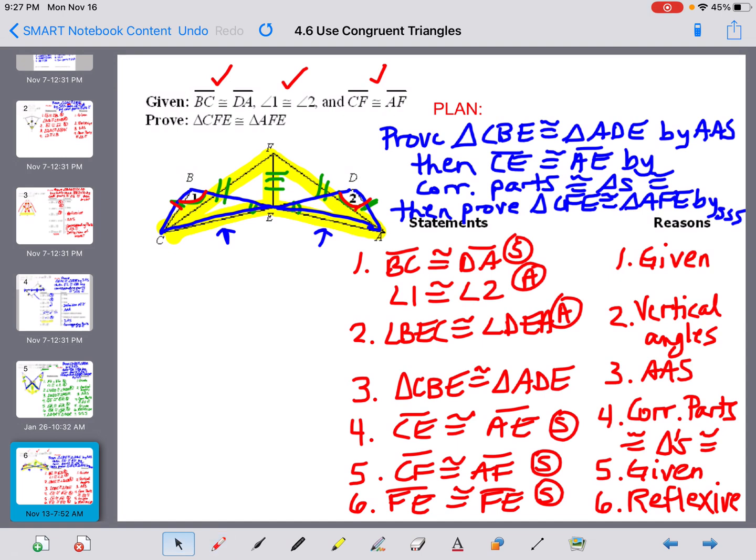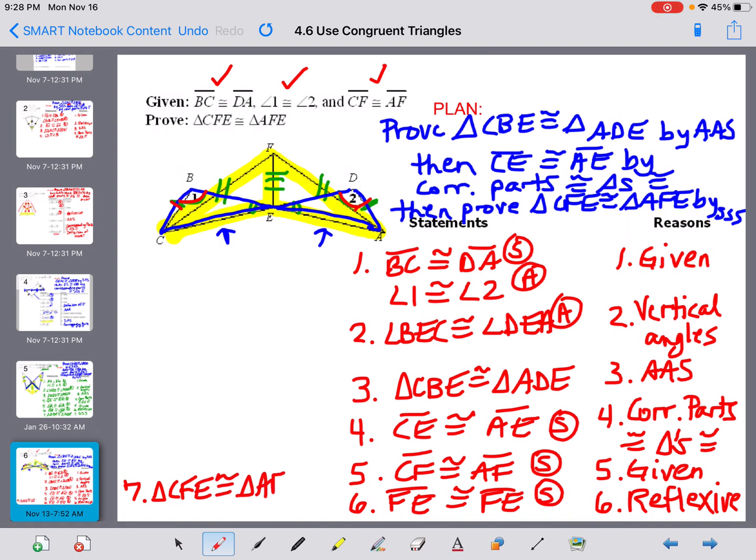All right, that means that we are ready. Does my paper move any? No? All right, I guess we'll put our last step over here on the left. My last step, because I have three sides, I am ready to say triangle CFE is congruent to triangle AFE, and the reason is side, side, side. Okay?